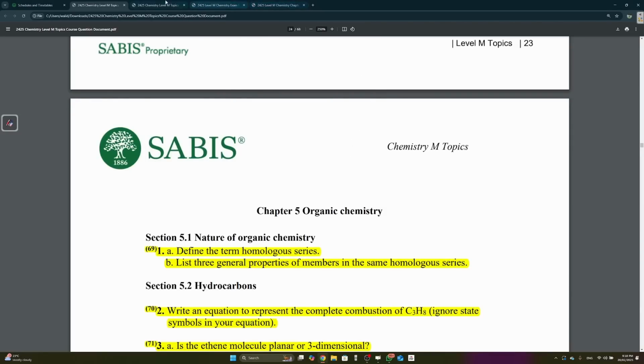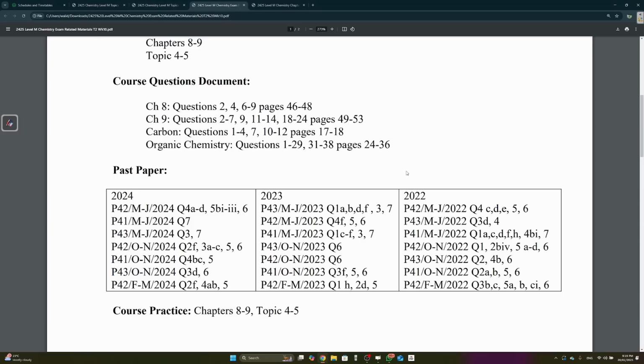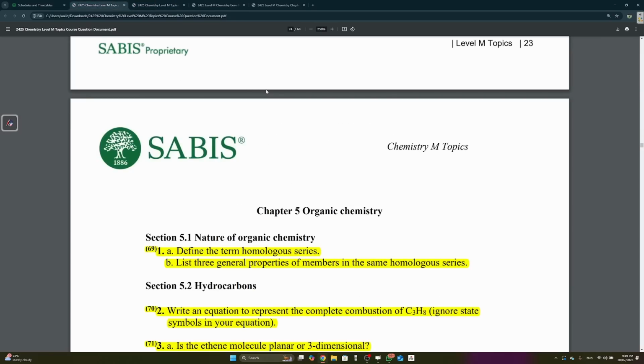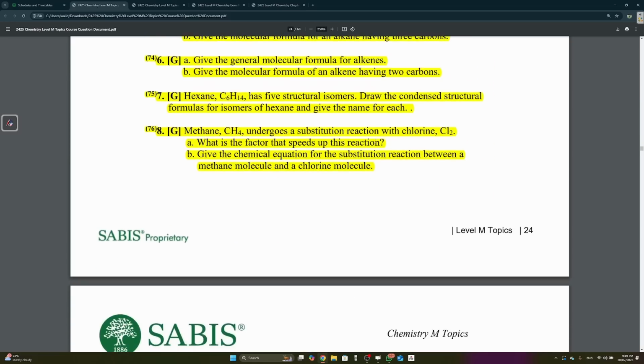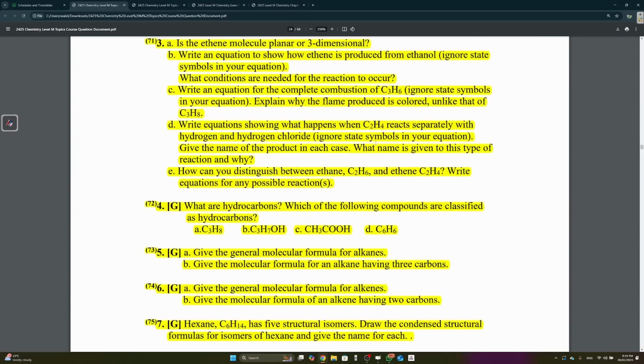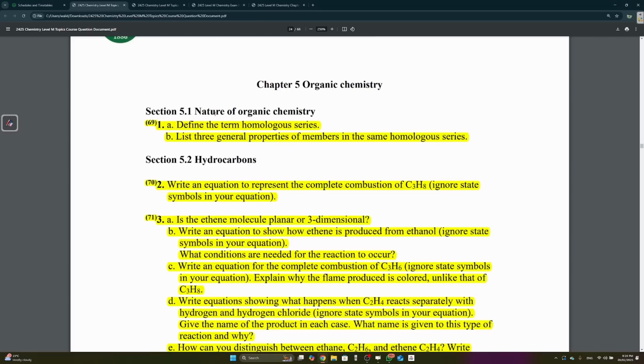Topic 5, organic chemistry. We have a lot, I'm not gonna waste time. Let's just start. Okay, this is the scariest chapter, especially for this periodic. As you can see, let me chop. Define the term homologous series.